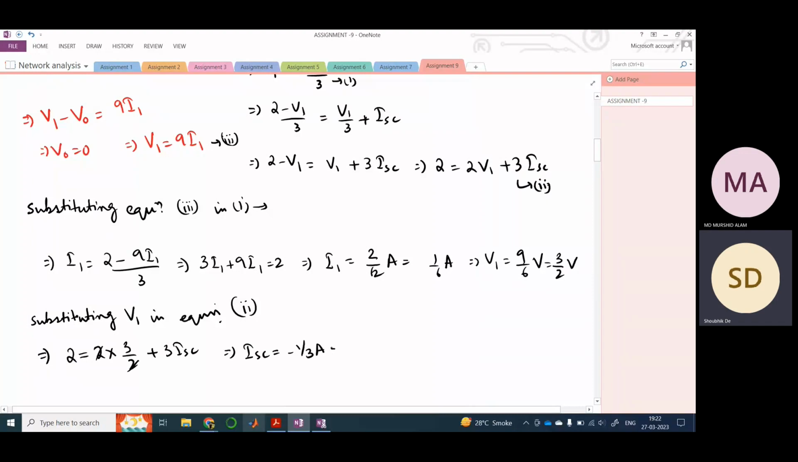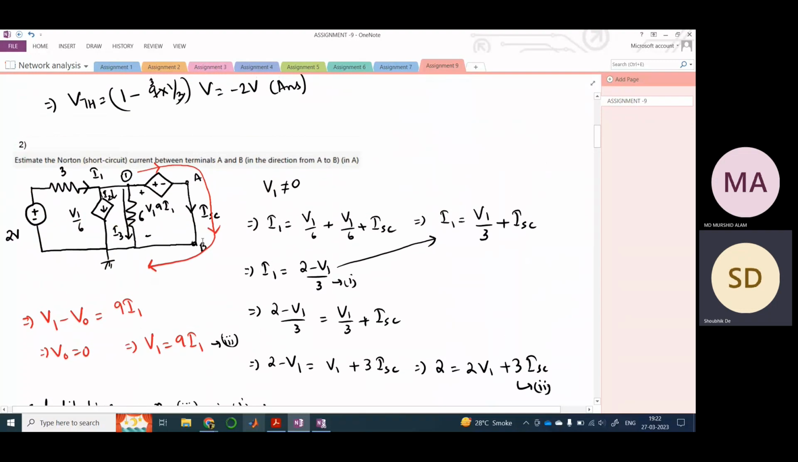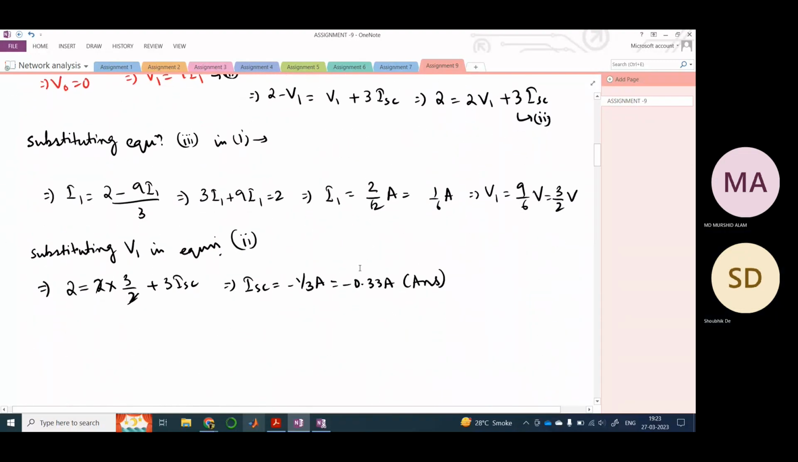Or rather, minus 0.33 amperes. So this is what they told you to find out: the direction of the short circuit current from A to B, and of course the magnitude. So this is nothing but minus 0.33 amperes. Okay, so this is your final answer. I hope this was understandable. Yes, got it.